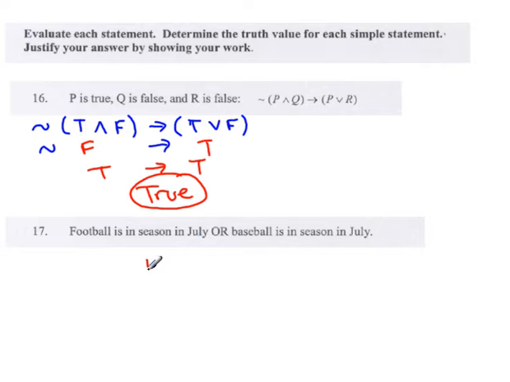Well, that's false. Or baseball is in season in July. Well, baseball, they do play in July. So that's false or true. And recall that the or statement is false or false is false, all else is true. Well, this is not false or false, so this is true. And that's how you do those problems.